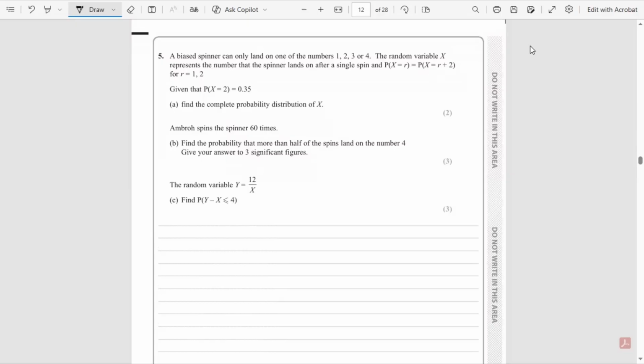And we're told that the probability that x is r is equal to the probability that x is r plus 2 for r equals 1 and 2. So given that the probability x equals 2 is 0.35, we want to find the complete probability distribution of x for part A.